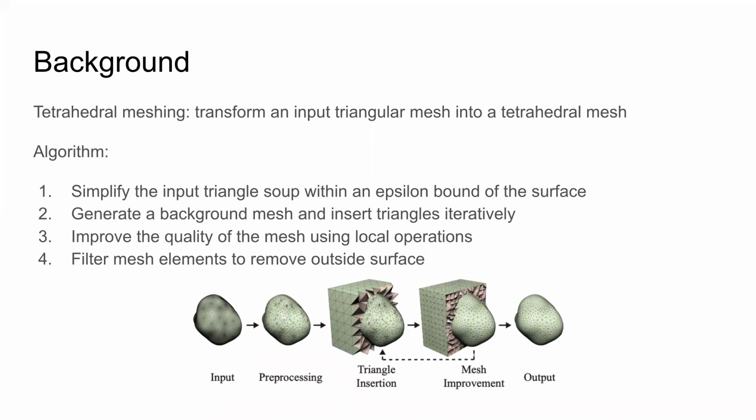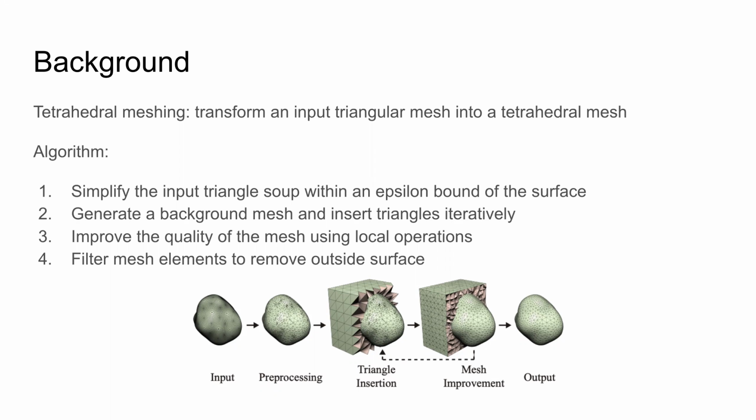So tetrahedral meshing is the problem where you're given an input mesh, which is a bunch of triangles which tile a surface, and then these enclose a volume, and you want to create a tet mesh which tiles the interior volume as well as the surface. There was an algorithm presented for this at SIGGRAPH 2020, which improved upon previous algorithms.